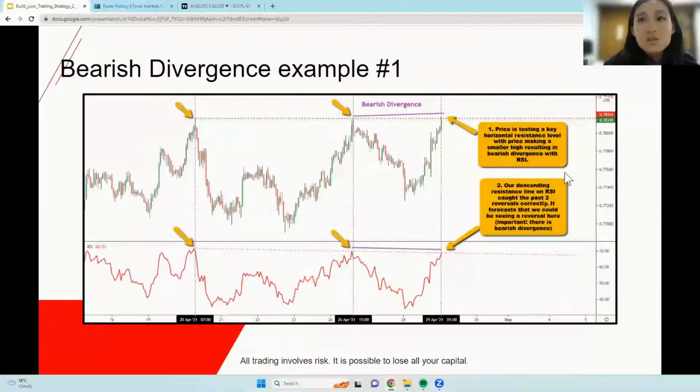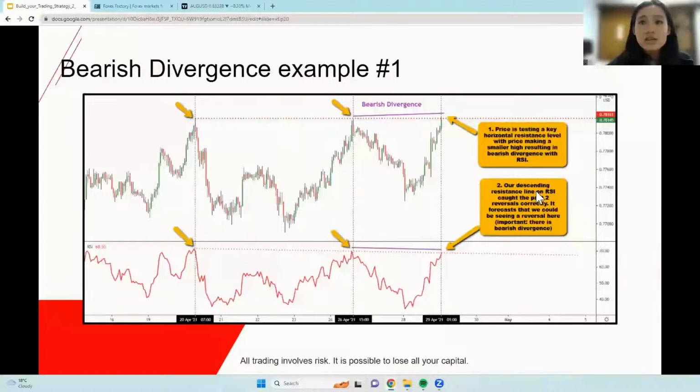Okay, so price is testing a key horizontal resistance level, with price making a smaller high, resulting in bearish divergence with RSI. Bearish divergence is basically when, on RSI or stochastic, you see a descending trend line, whereas on our price chart, it's staying at the same level. That's basically what bearish divergence means.